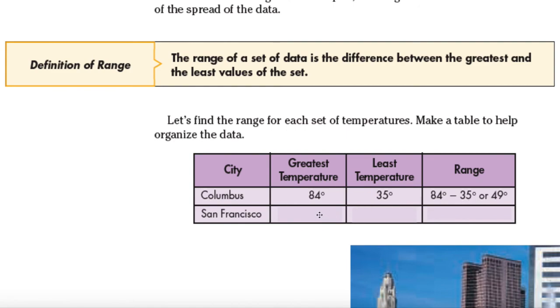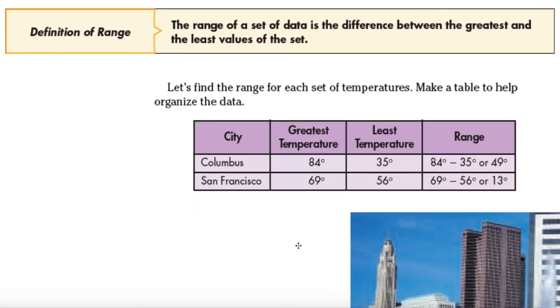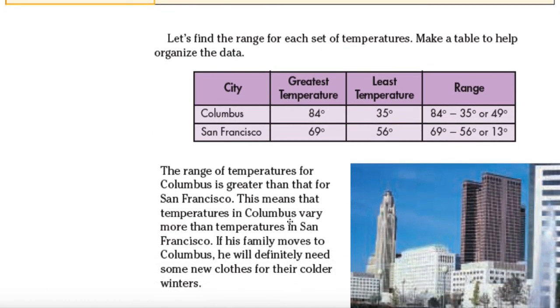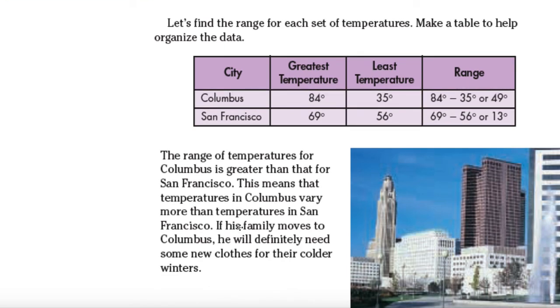In San Francisco, the greatest temperature was 69 degrees, the least temperature was 56 degrees. So the range, or the spread of data for San Francisco, is 13 degrees. Okay, so the range of temperatures for Columbus is greater than that of San Francisco, 49 to 13 degrees. This means that temperatures in Columbus vary more than the temperatures in San Francisco.